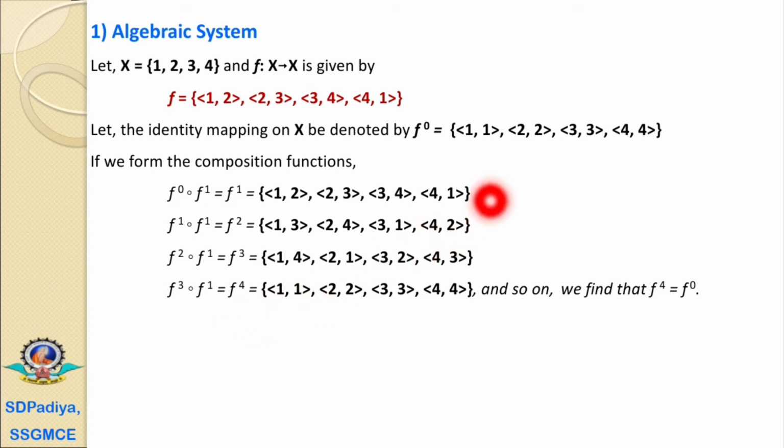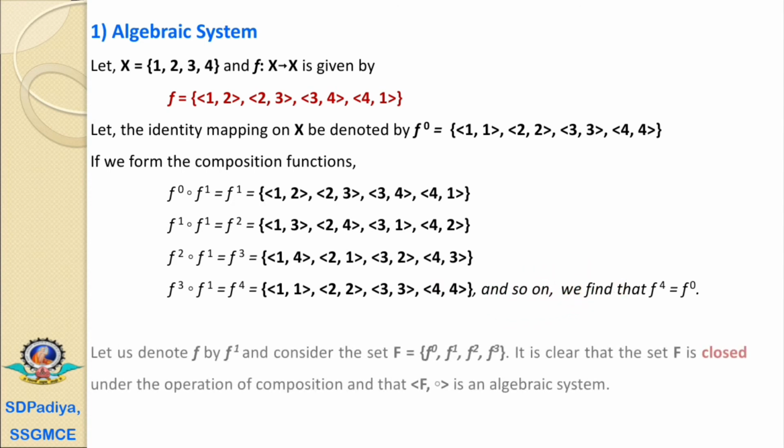it will be equal to f raised to power 1. If we find f raised to power 6, then it will be the same as f raised to power 2. F raised to power 7 will be the same as f raised to power 3. If we find again f raised to power 8, then it will be equal to f raised to power 0 and f raised to power 4.